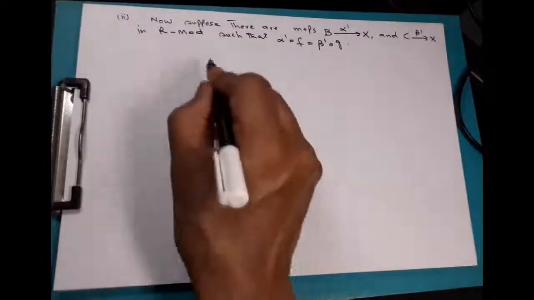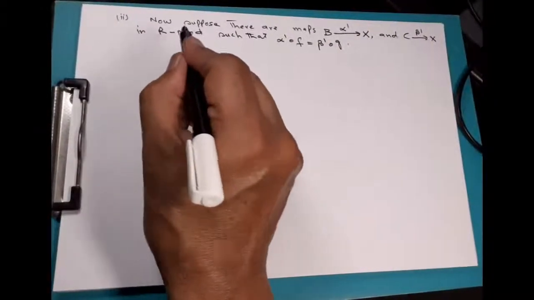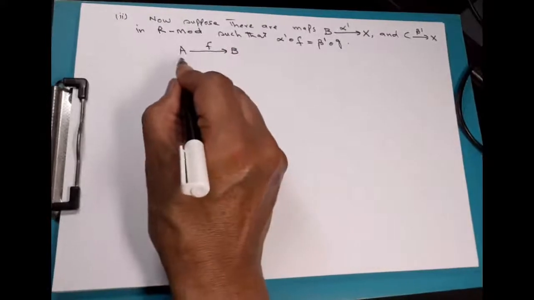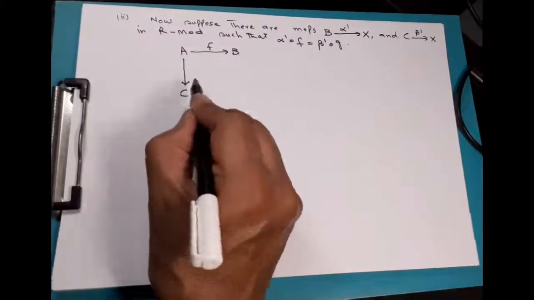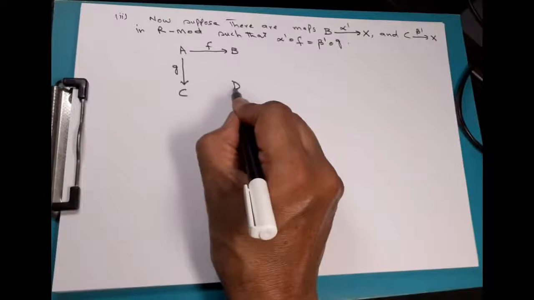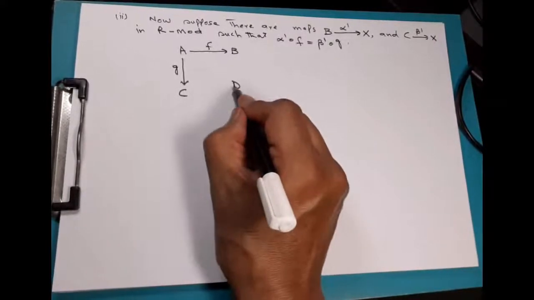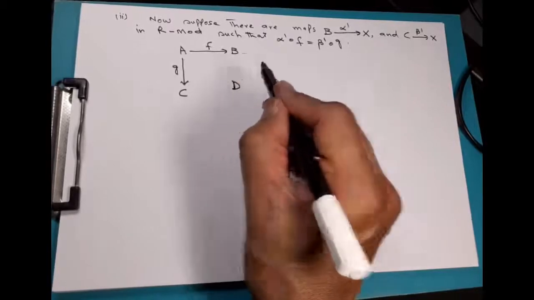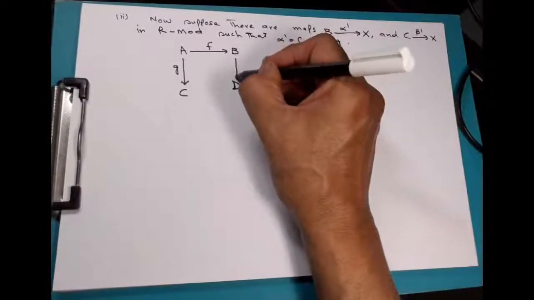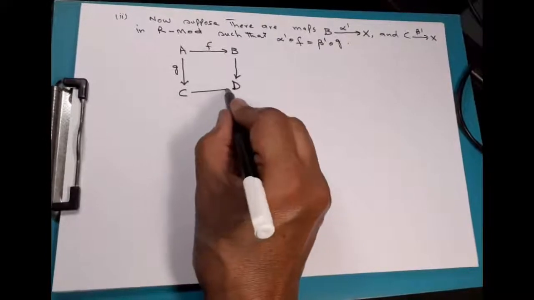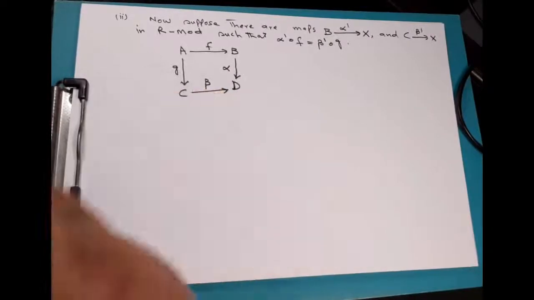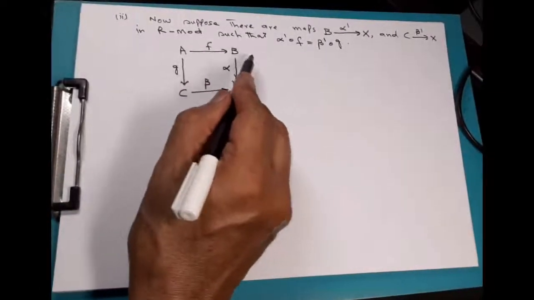Let me draw the diagram. So we have maps from A to B, this is F. Then we had a map from A to C, and this is G. We have D here, which is in fact the quotient module, the co-product B plus C factored with S, which we have already discussed, and we have these maps alpha and beta, which we have discussed in our previous note.